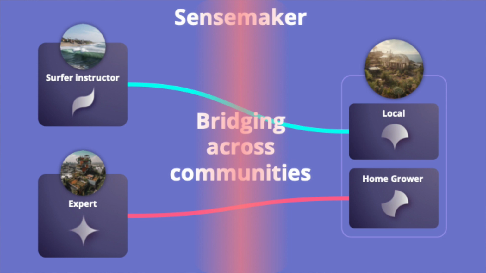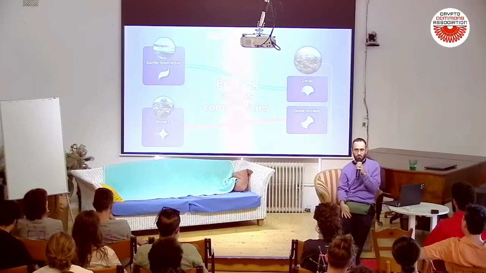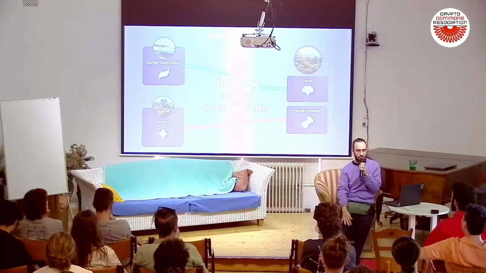But this is how we're thinking of doing sense making in a context of no global consensus, right? How do we bridge social data in a way that's contingent to the reality of each group?